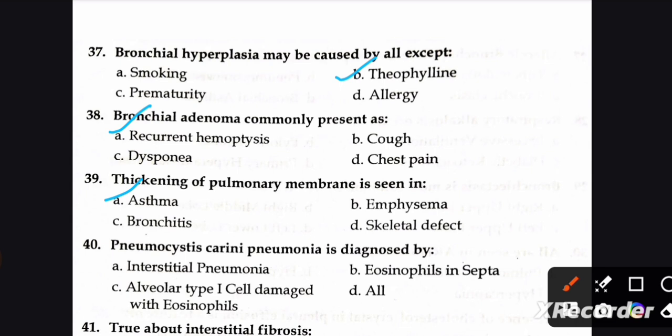Next question is Pneumocystis carinii pneumonia is diagnosed by A interstitial pneumonia, B eosinophilia in septa, C alveolar type 1 cell damage with eosinophils, and D all. So right option is A, interstitial pneumonia.